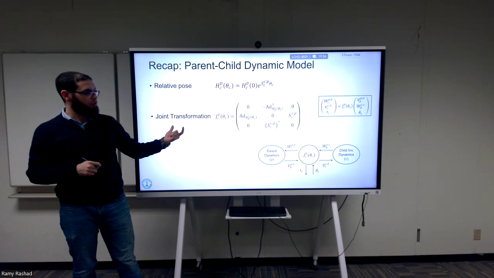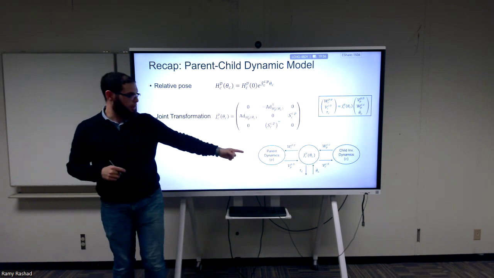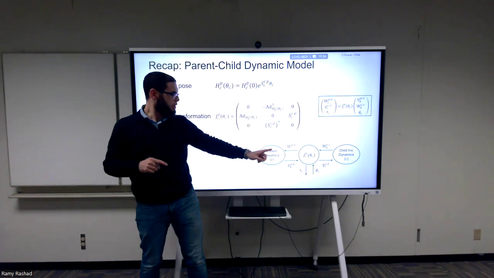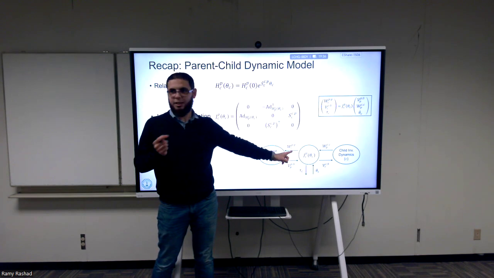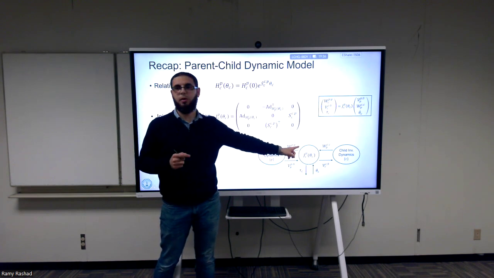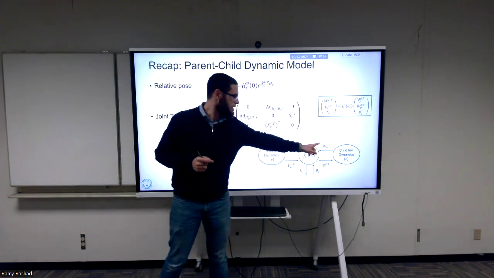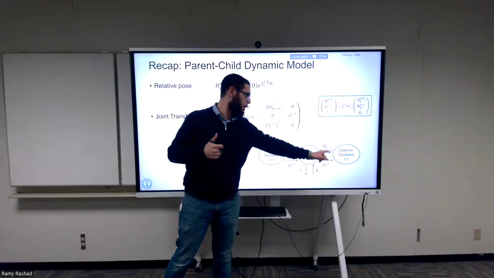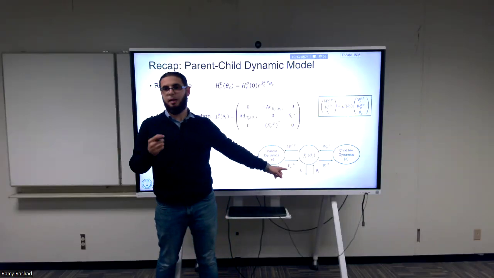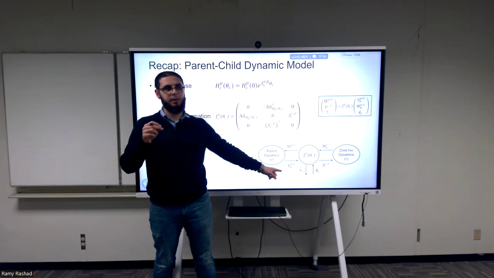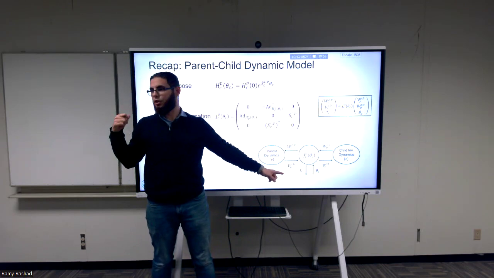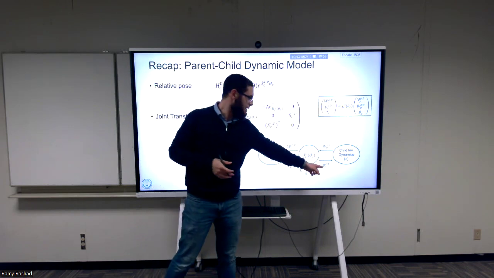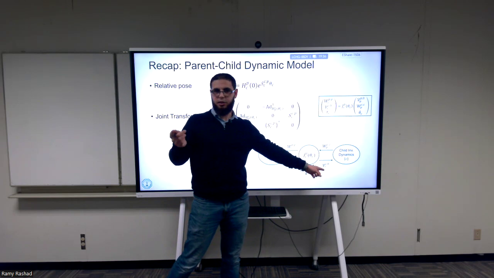The joint transformation is, in the end, the relation between the reaction of the parent and the child on each other. So this is the reaction wrench of the child acting on the parent, expressed in the parent frame. And this is the reaction wrench of the parent on the child in the child frame. And we have here the parent body twist, so the twist of the parent with respect to the stationary frame expressed in the parent's frame. And this is the child body twist as well.